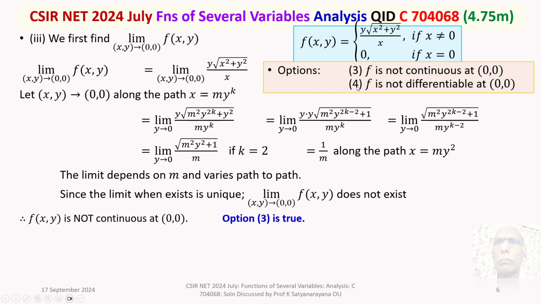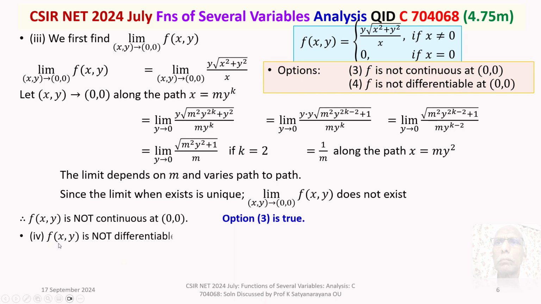Agreed. Get into option 4. F is not differentiable at 0, 0. So, assume that f is differentiable at 0, 0. Differentiability always implies continuity. Therefore, f is differentiable at 0, 0 will imply f is continuous at 0, 0. But we have f is not continuous at 0, 0. Therefore, our assumption that f is differentiable at 0, 0 is false. Therefore, our conclusion is f is not differentiable at 0, 0.